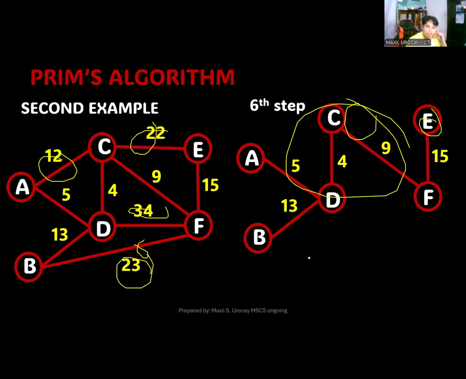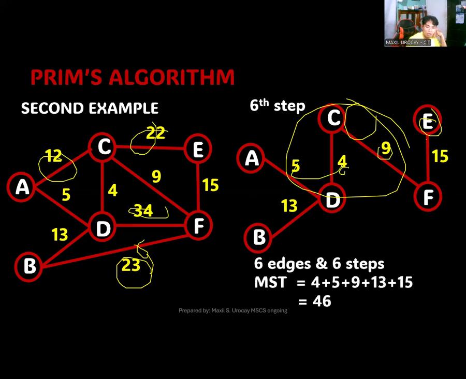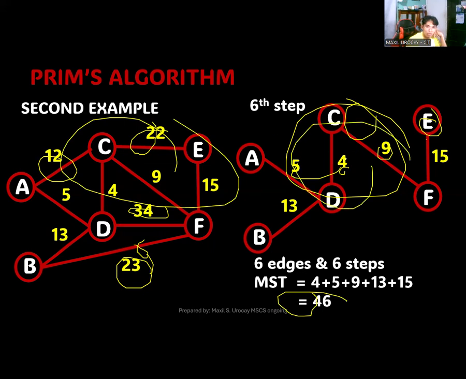Now, for your minimum spanning tree, you can add up everything: 4 plus 5 plus 9 plus 13 plus 15, and that is equal to 46. So your minimum spanning tree of this one using the Prim's algorithm will be equal to 46. So that's actually how it works for Prim's algorithm using the minimum spanning tree.